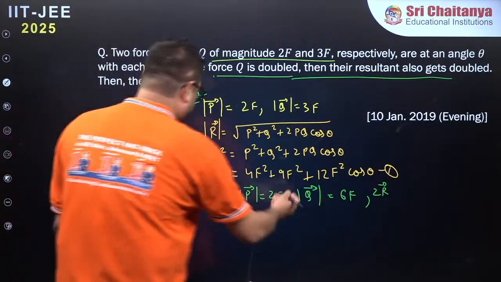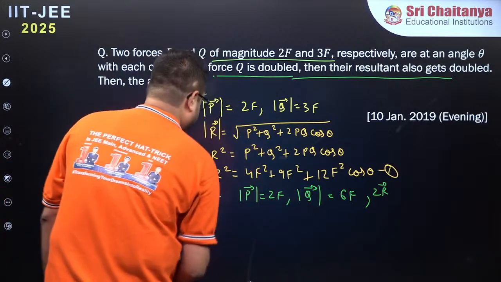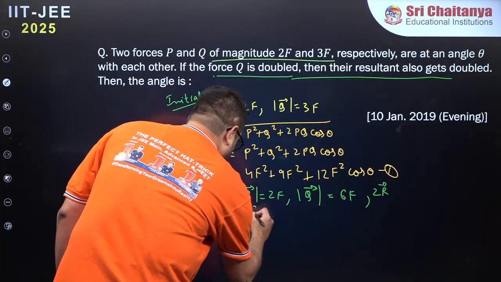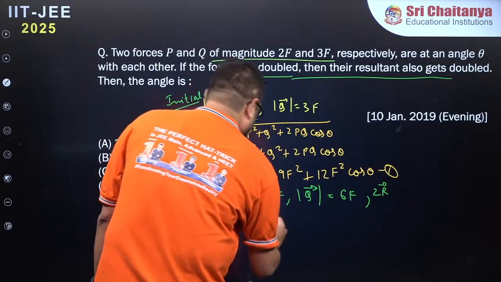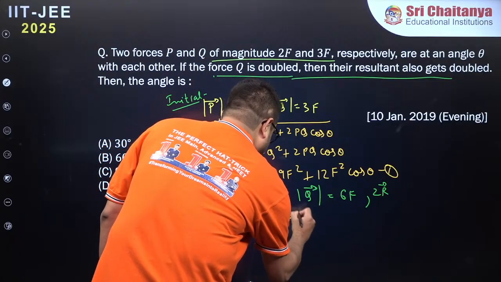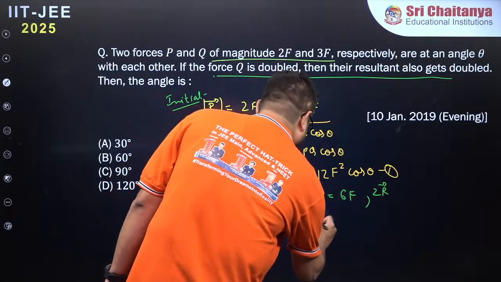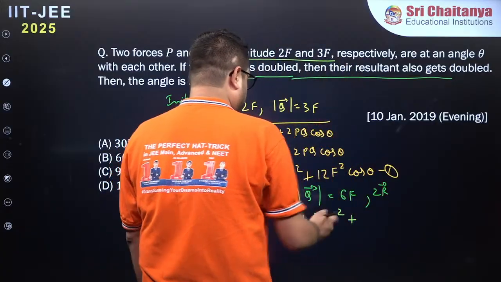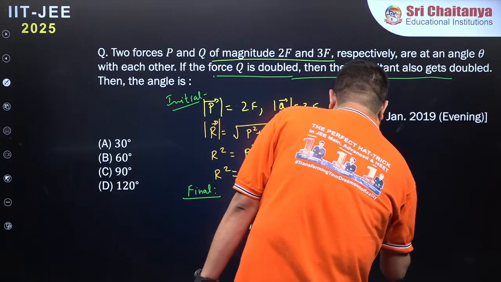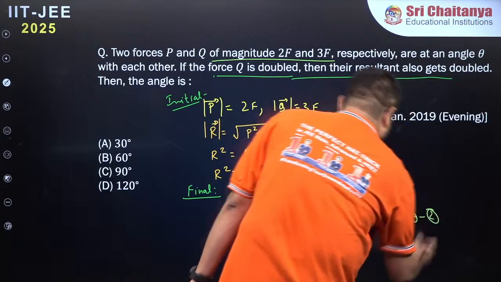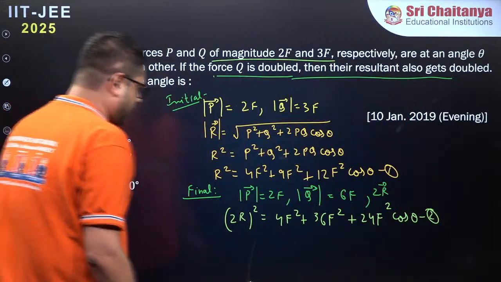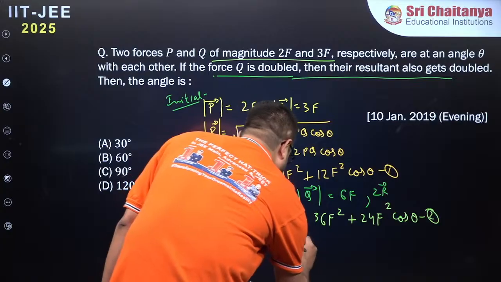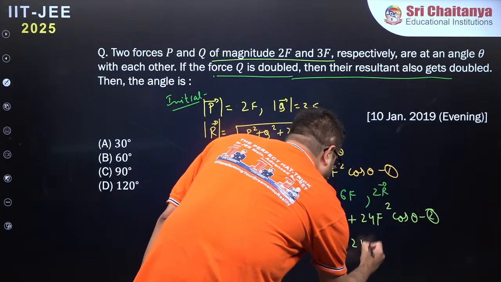So now we can form an equation for the next case as well. What will be the equation, everyone? I will be writing it in the form of squares. 2R whole square is going to be equivalent to P square, which is 4f square. This time it is going to be 6f whole square, that is 36f square, plus 2 into 2, 4, into 6, that is 24f square cosine of theta. I will be getting this as equation number 2. Now we have to solve these two equations. So this is written as 4R square equals 4f square plus 36f square plus 24f square cosine of theta.